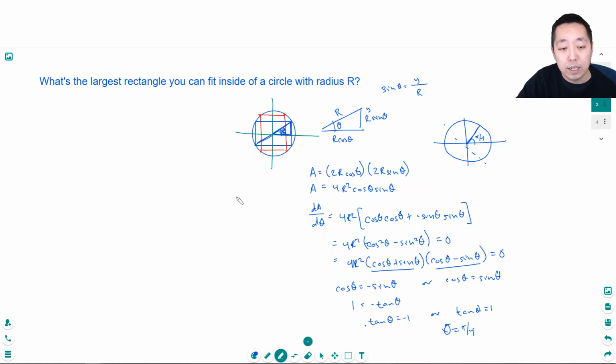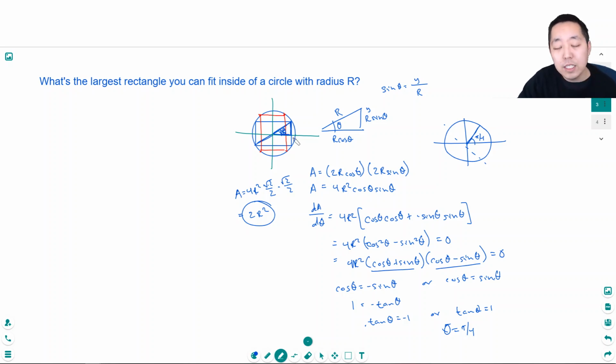Now, what would the area of that be? Area would equal 4r squared times cosine pi over 4, which is root 2 over 2, times sine of pi over 4, which is root 2 over 2. That's equal to 2 over 4, so this would equal 2r squared. That would be the area.